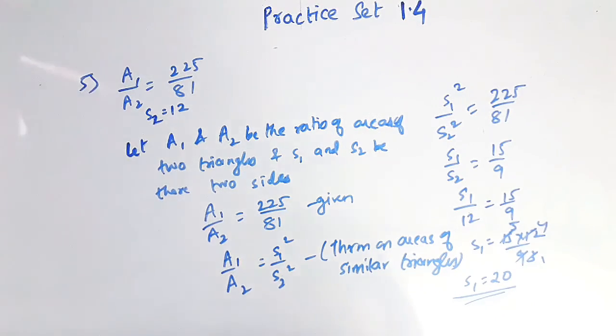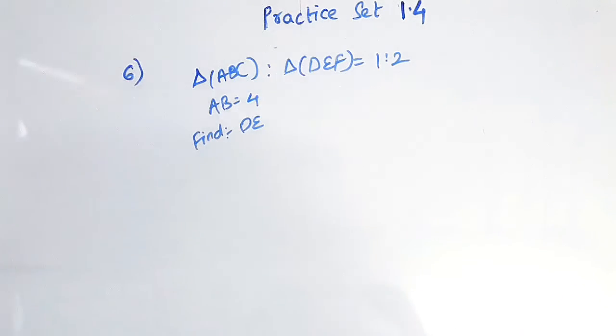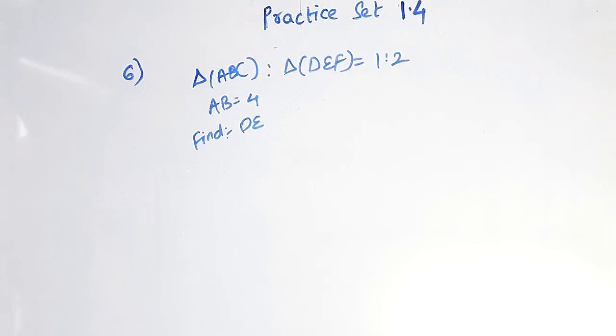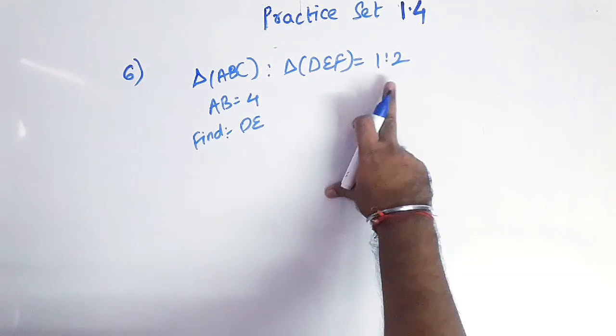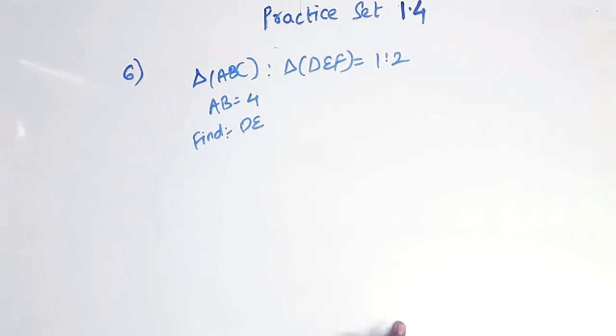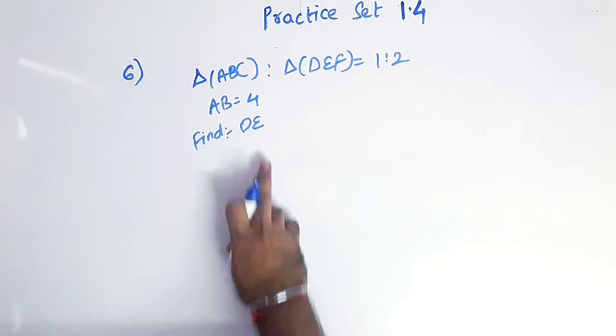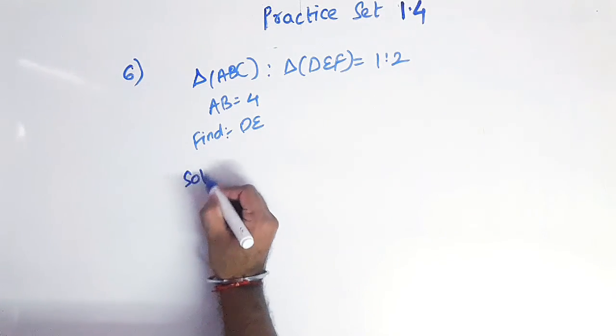Okay, let us move on to the sixth one now. Triangle ABC and triangle DEF, it is given they both are equilateral triangles. Because they are equilateral triangles, each of their angles will be 60 degrees. Their ratio is given as 1:2. One side we know, AB is 4, so we have to find DE. So how will we find it?